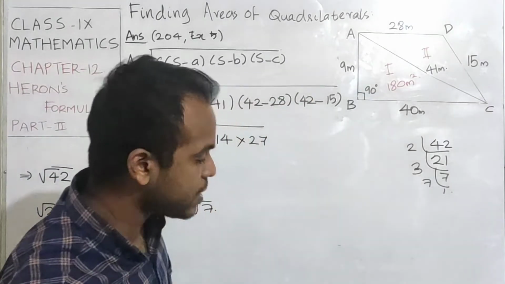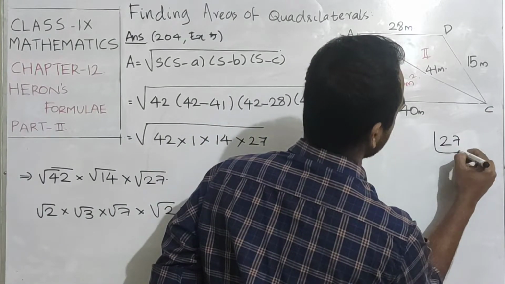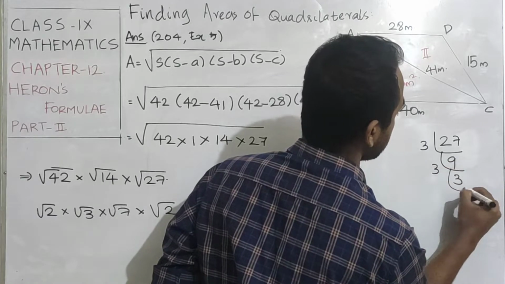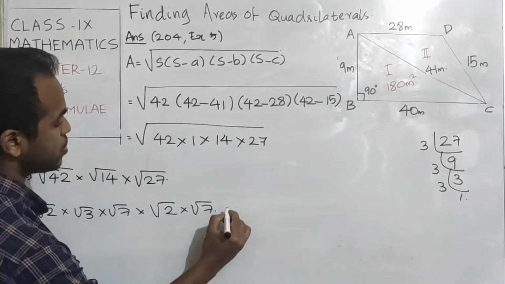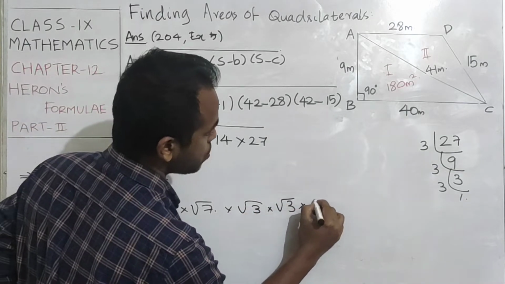Then how will you prime factorize root of 27? 27 can be factorized using 3, then 3, again 3, 3 and 1. So I am going to write the same, root 3 into root 3 into root 3.